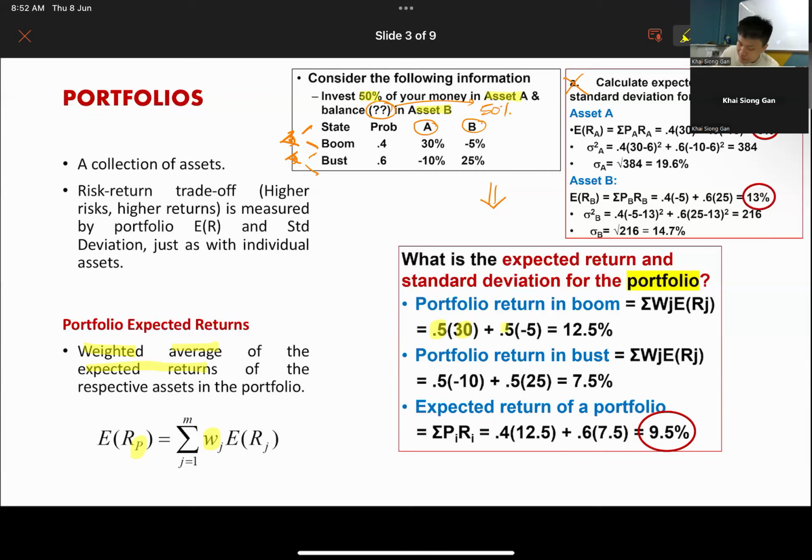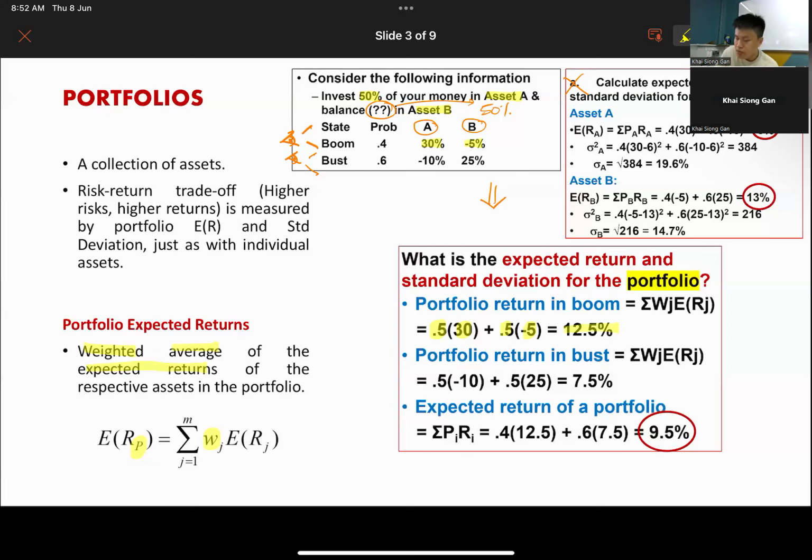Okay, another one, 0.5 times negative 5. Where do I get all these figures? 30 is here, negative 5 is here. So where do I get 0.5? 0.5 is the weightage, how much I invest in A and how much I invest in B. Add them up and you get 12.5%.